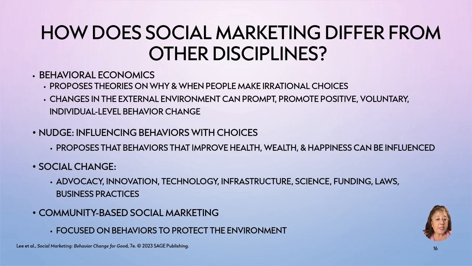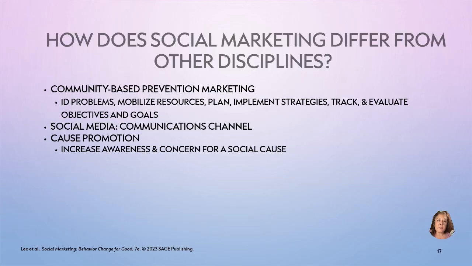Social change. Social marketing is one of the many approaches adopted to create positive social change. Other approaches include advocacy, innovation, technology, infrastructure, science, corporate business practices, funding, and law. Community-based social marketing was developed by Doug McKenzie-Mohr in 1999. It is primarily focused on behaviors to protect the environment.